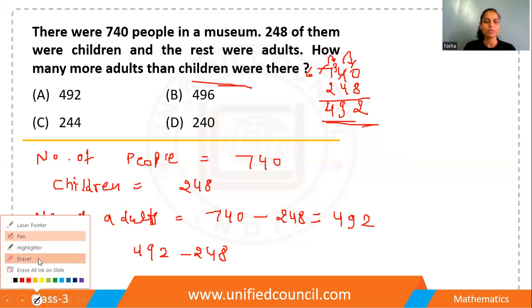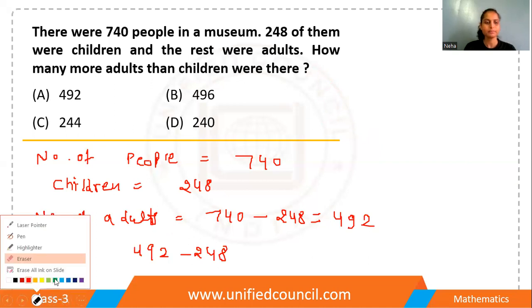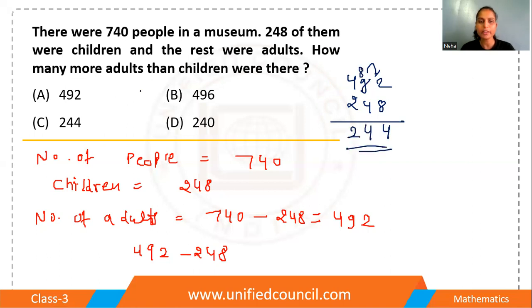So now let me do the calculation. I can erase this and I can do my calculations here. So this is 492 minus 248. Okay. So this becomes 12. 12 minus 8, 4. Okay. So this becomes 8. 8 minus 4, this is 4. And 4 minus 2, this is 2. So this is 244. Option C is the right answer.